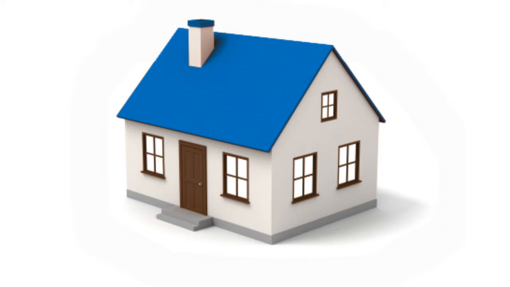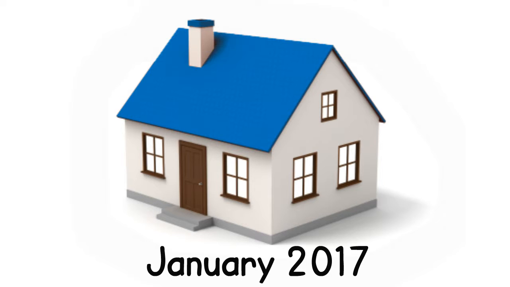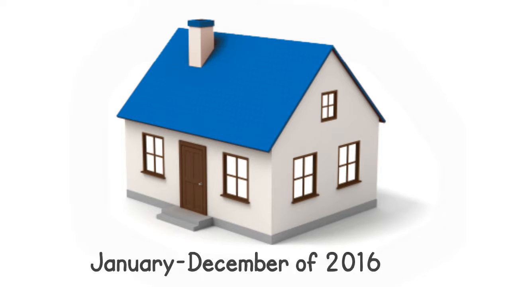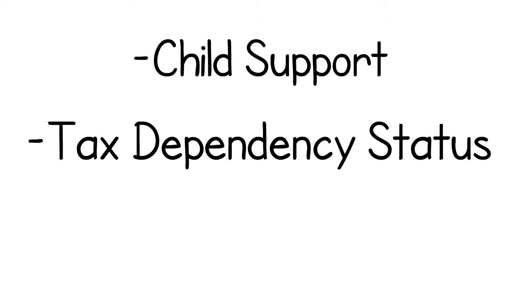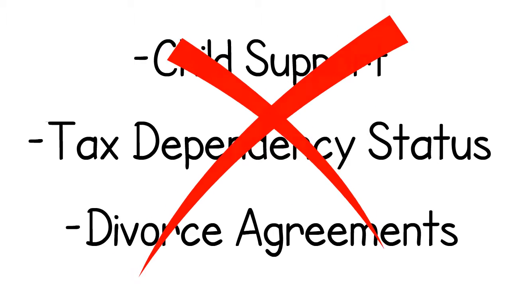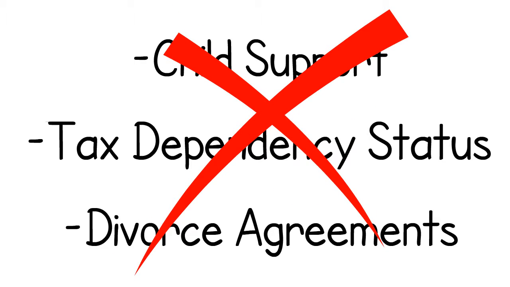So, if you complete the FAFSA in January of 2017, you would refer to your living situation for January through December of 2016 to determine your custodial parent. Financial aid custody is not determined by the level of financial support or by who claims the student on the tax return or by who is legally responsible for paying for college.